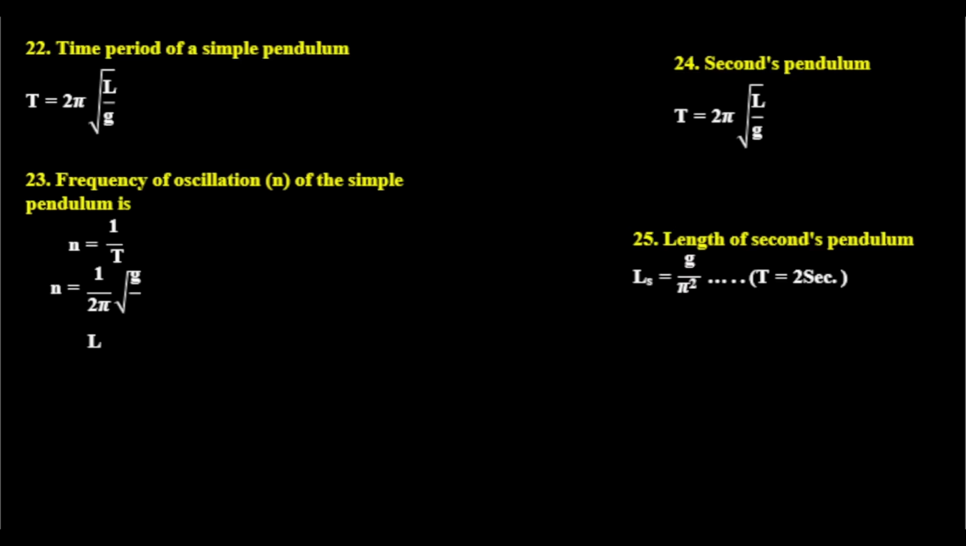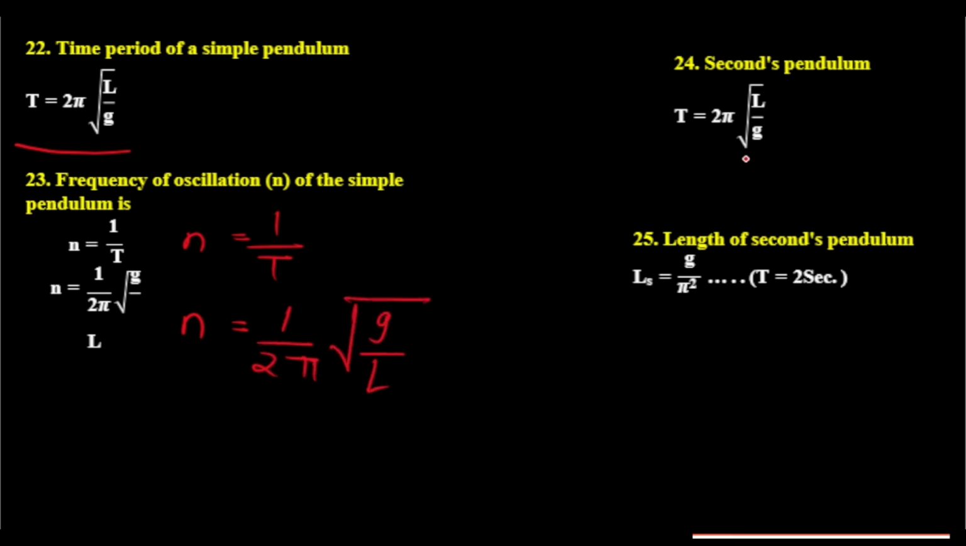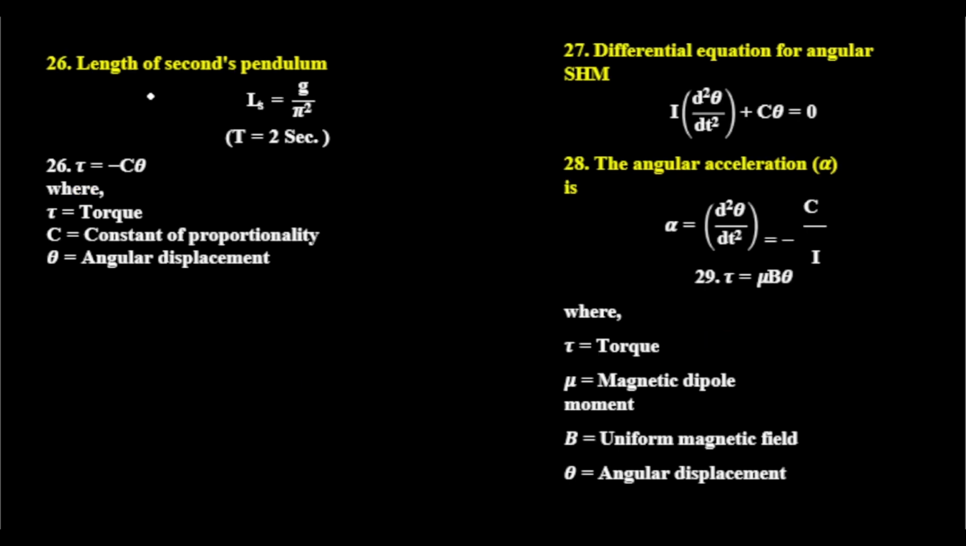Time period T is equal to 2 pi root of l by g. n is equal to 1 by T. n is equal to 1 by 2 pi root of g by l. Pendulum: T is equal to 2 pi root of l by g. Length of second pendulum: for the seconds pendulum, T is 2 seconds, so l is equal to g by pi square. Torsional oscillation: tau is equal to minus C theta, where C is the constant of proportionality.